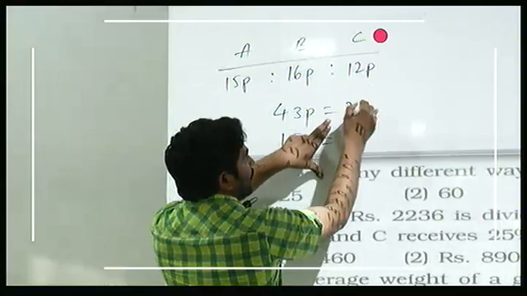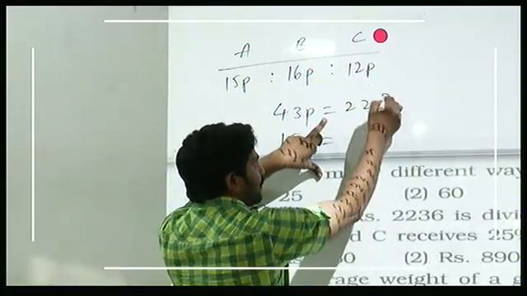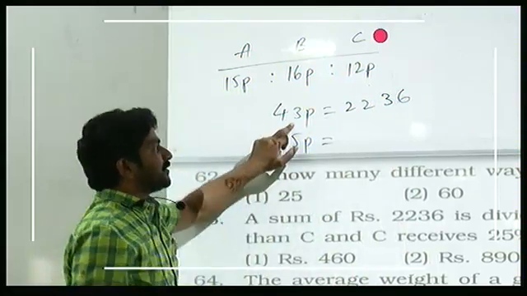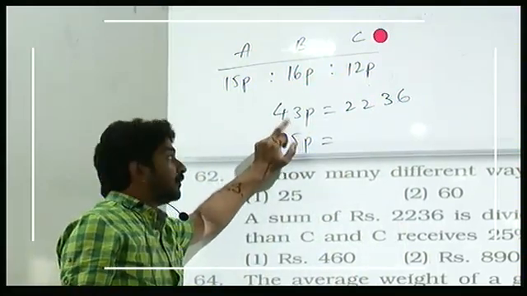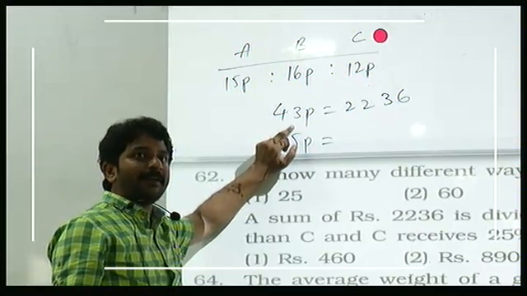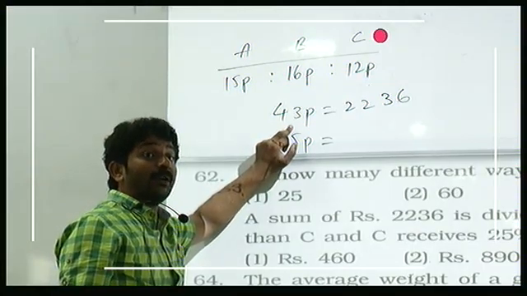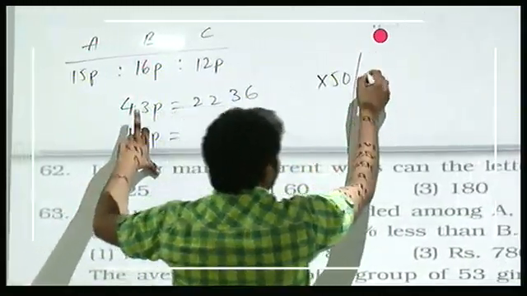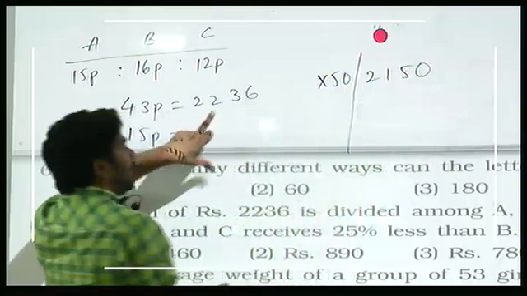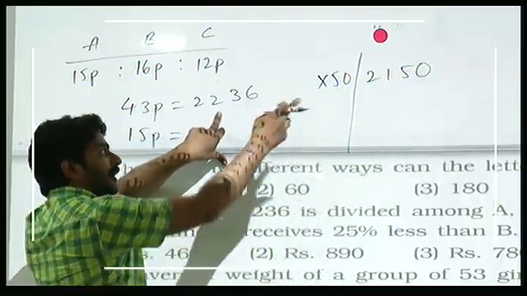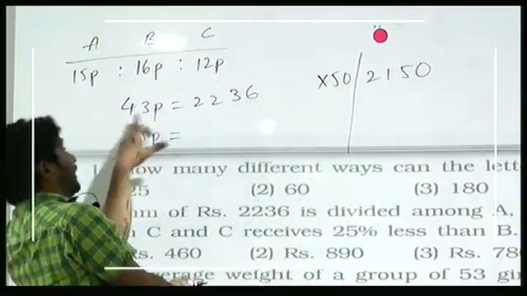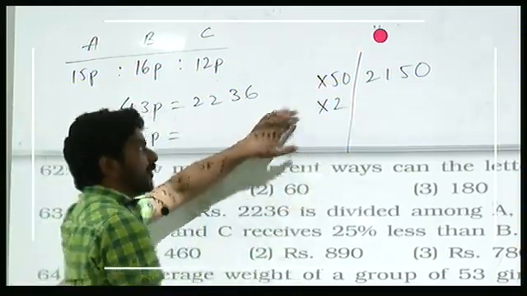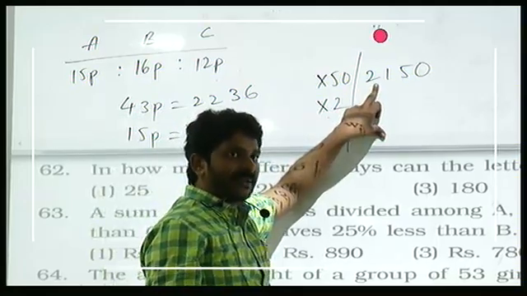43 parts is equal to 2236. 15 parts is equal to how much? 100 times of this number? 4300. Then, what about 50 times of this number? 2150. You have more than that. How much more than 2150? 86. 86 is 2 times of this. Yes? So you need to take 50 times and then add 2 times.